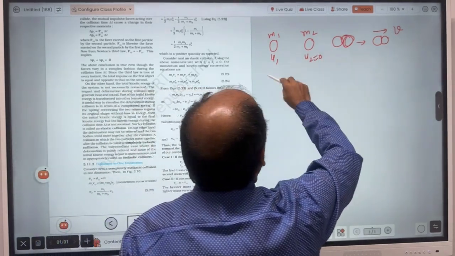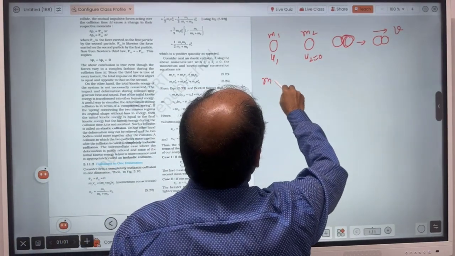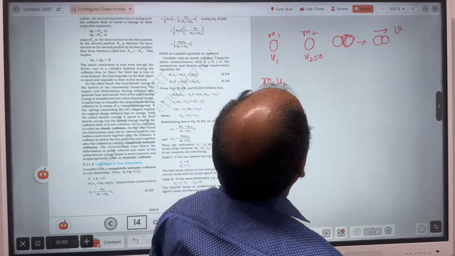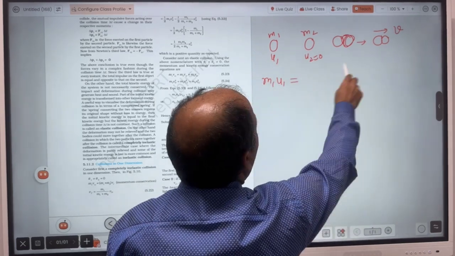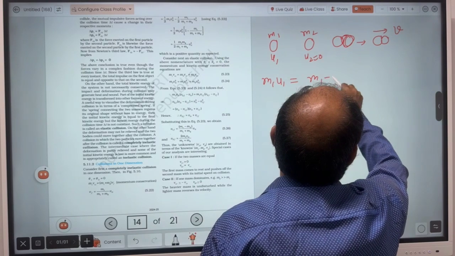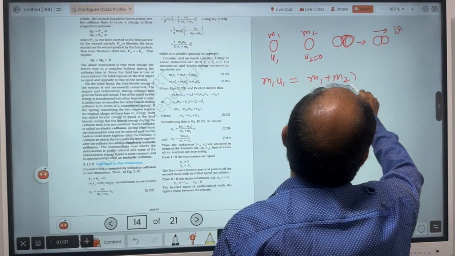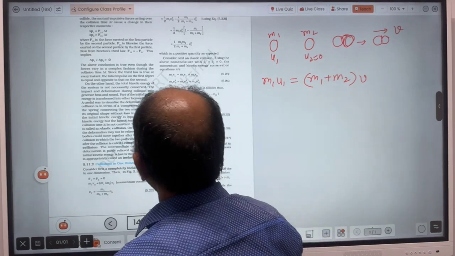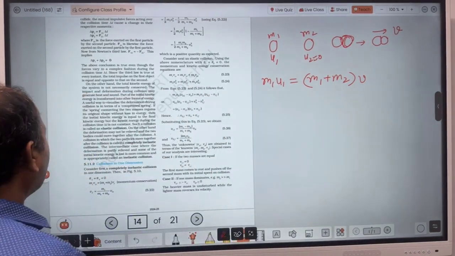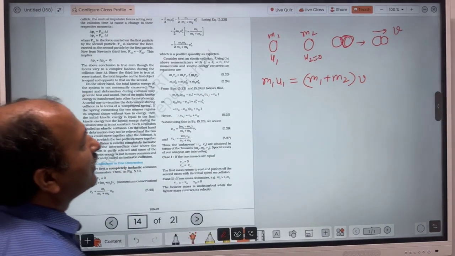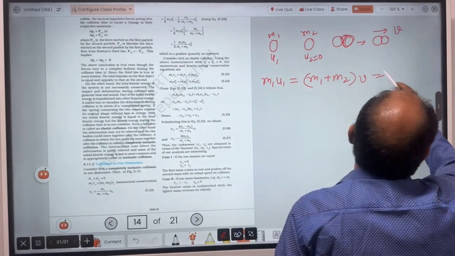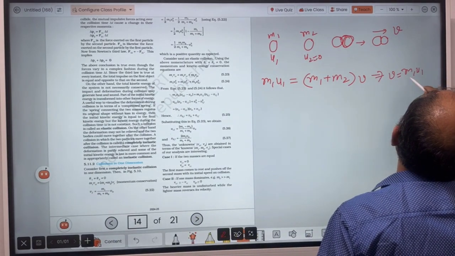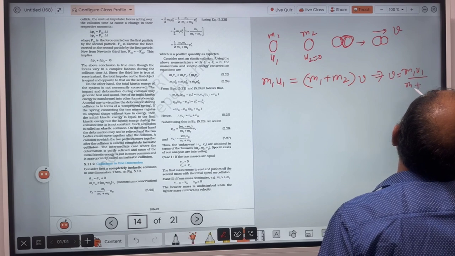So the initial momentum, if we consider, will be m1 u1 only, because m2 u2 will give 0, and from here it will be (m1 plus m2) into v. This is one relation. So if we want to find out what v is, we can say that v equals m1 u1 divided by (m1 plus m2).